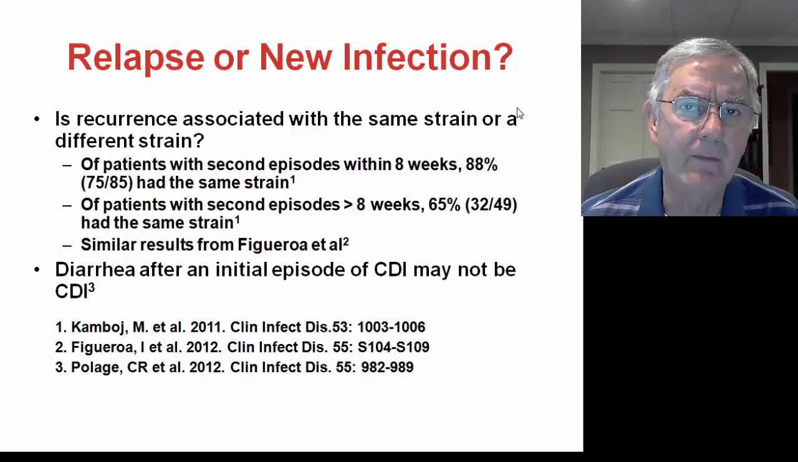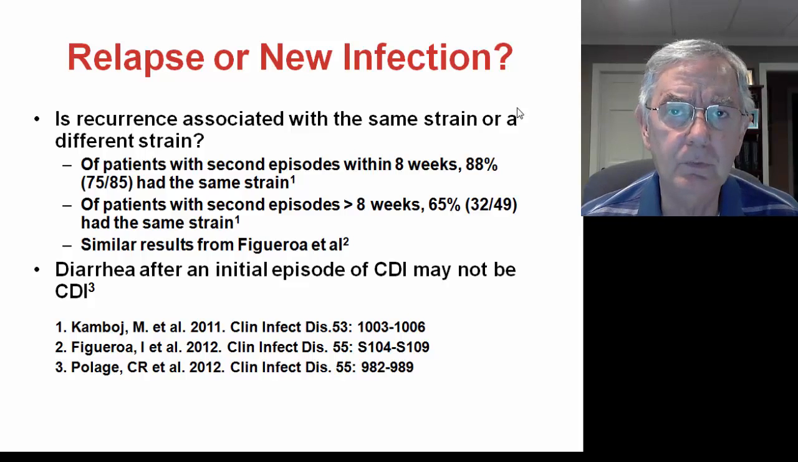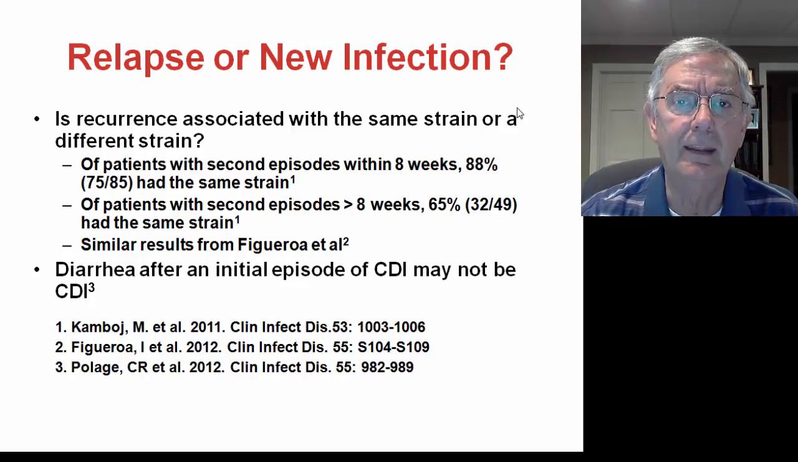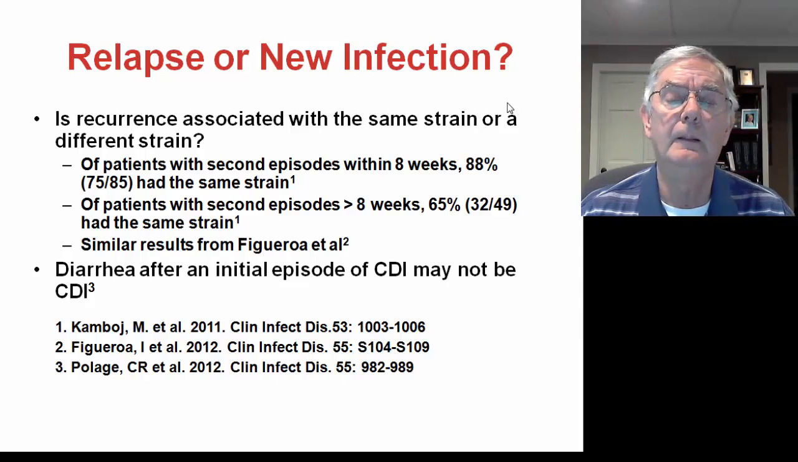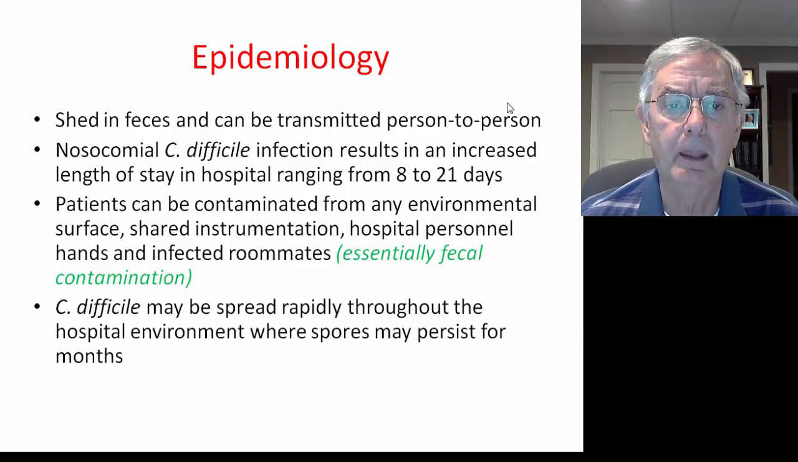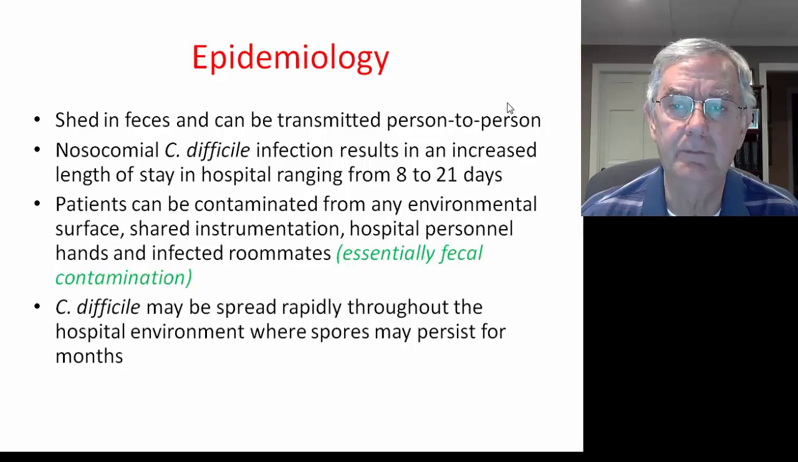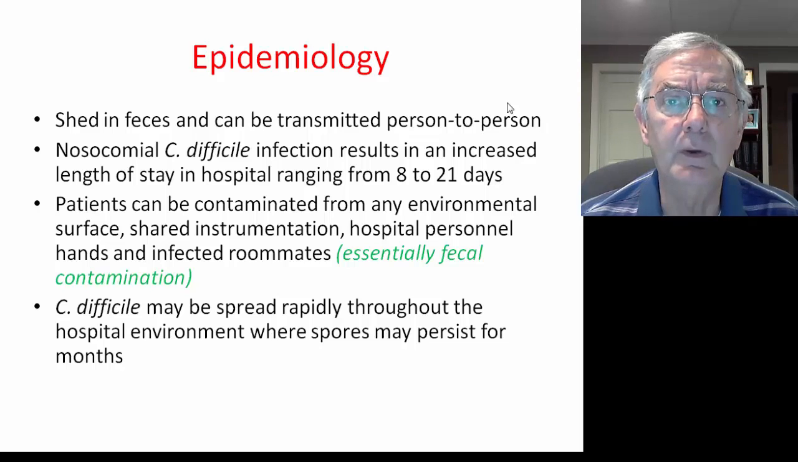With that in mind, however, diarrhea after an initial episode of Clostridium difficile infection may not be due to Clostridium difficile. It has to be re-examined to determine if, in fact, it is a Clostridium difficile infection or some other cause of diarrheal infection. The organism is shed in the feces, and as such, it can be transmitted person to person. Nosocomial Clostridium difficile infection results in an increased length of stay ranging from 8 to 21 days.